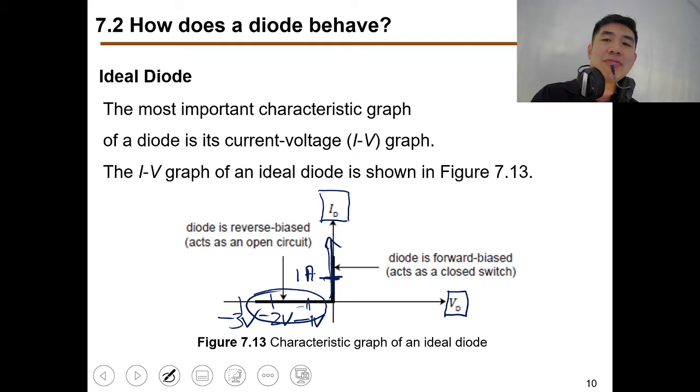Most of the time, for quick analysis, we assume ideal diode condition. But let me tell you, once the question didn't say it's an ideal diode, and it gives you the forward voltage, don't assume anymore that it's an ideal diode. It's not really. Later on, let me show you.